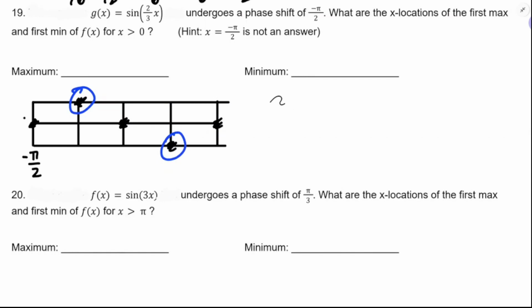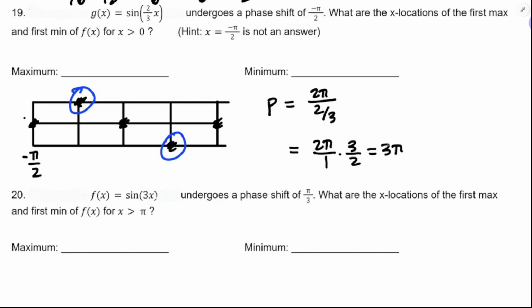The period is going to equal 2 pi over b, which is 2/3, so that will be like multiplying by 3/2. 2 pi times 3 divided by 2, so that's going to equal 3 pi.